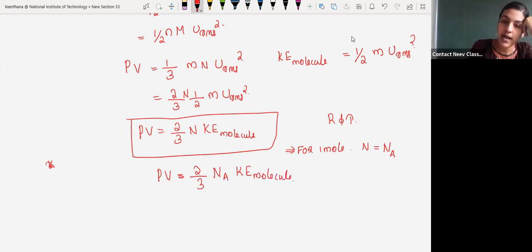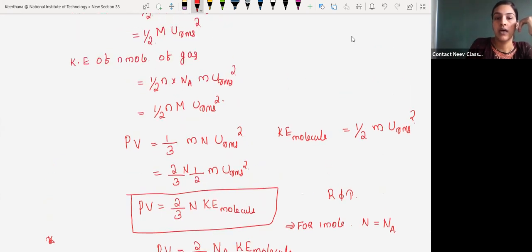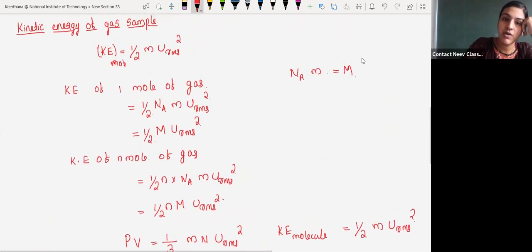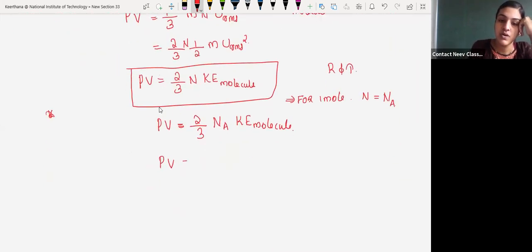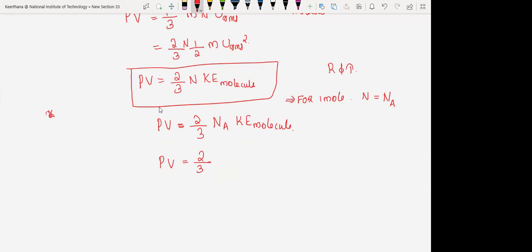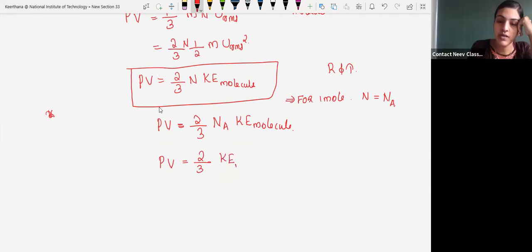So I can write this: kinetic energy of one molecule into Na number of molecules, which will be equal to kinetic energy of 1 mole of molecules. Kinetic energy of 1 mole, or I can write kinetic energy per mole.